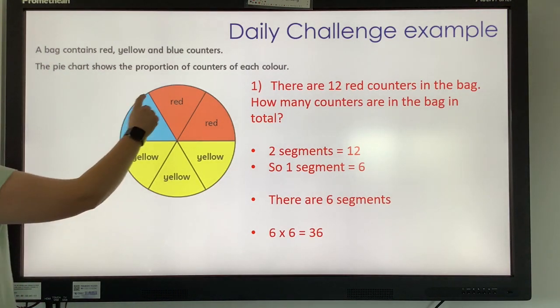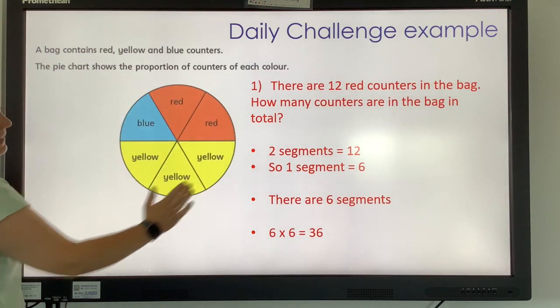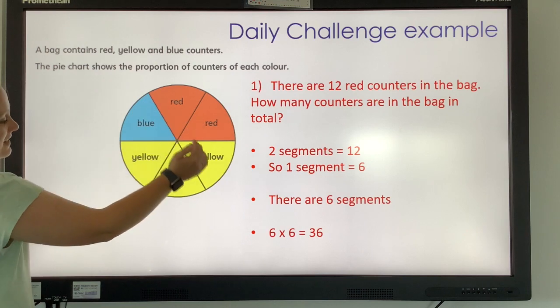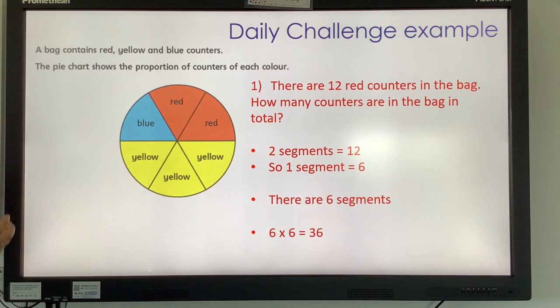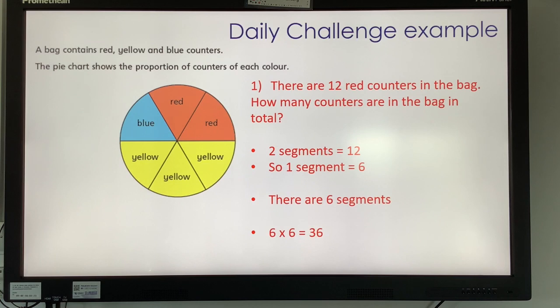Now we know that one segment is worth 6, we can count how many there are in total because we have 6 segments. And 6 times 6 gives us 36. So once we were able to work out one segment, we could work out how many in total.